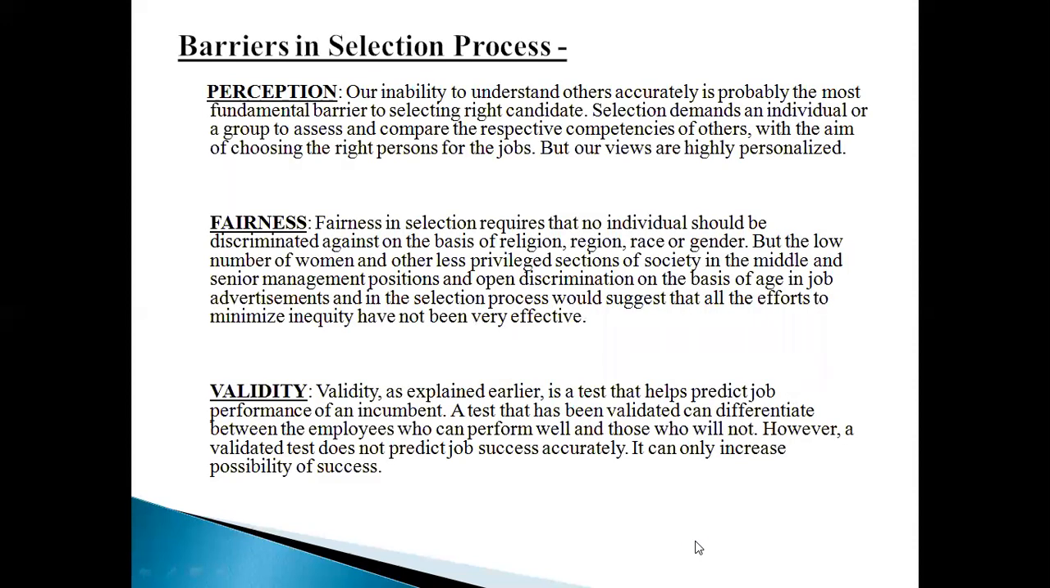Next, barriers in the selection. Now, what are the problems, barriers, resistances that can come in the selection? First is perception. Our inability to understand others accurately is probably the most fundamental barrier. If we can't understand the person in front of us very accurately, we are unable to understand the person accurately. So this could be a barrier to selecting the right candidate. Selection demands an individual or a group to assess and compare the respective competencies of others with the aim of choosing the right persons for the job.